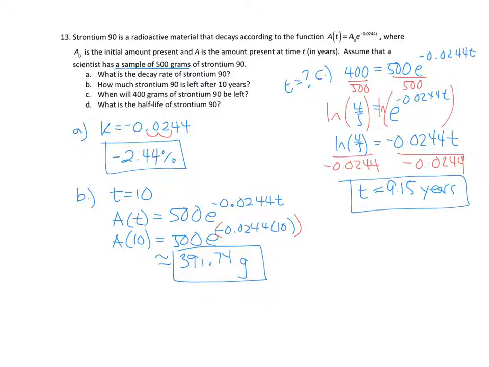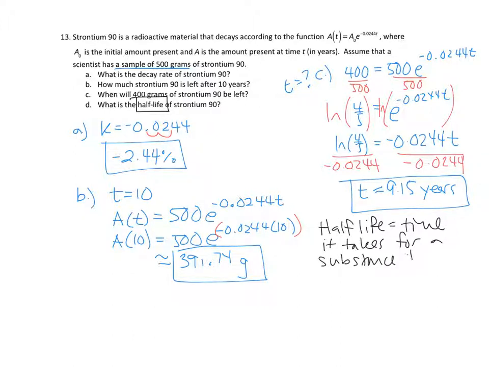In part D, we are asked to find the half-life of strontium-90. Half-life is the time it takes for a substance to decrease to half of its initial amount. So half-life is the time it takes for a substance to decay to half of its initial amount.